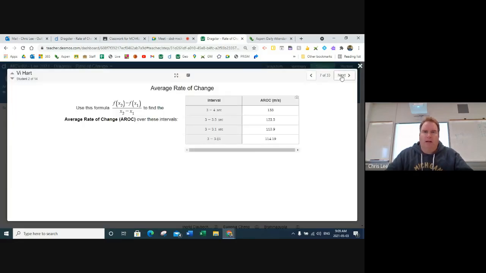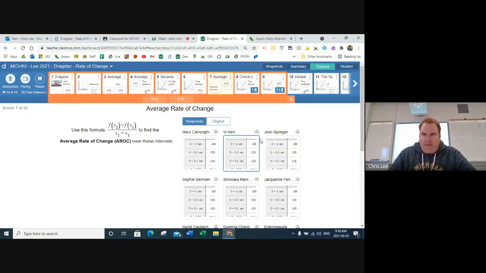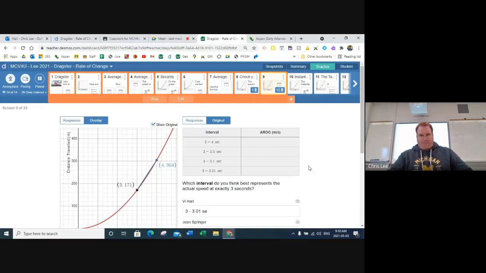So we should be over on slide 9 now. Which interval do you think best represents the actual speed at 3 seconds? We have a bunch of representations of the speed around 3 seconds: one from 3 to 4, 3 to 3.5, 3 to 3.1, and 3 to 3.01. Let's see what you think, which interval best represents the actual speed. I'll let you answer that and I'll check out your answers.